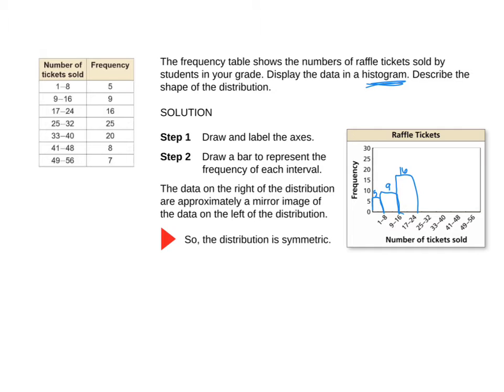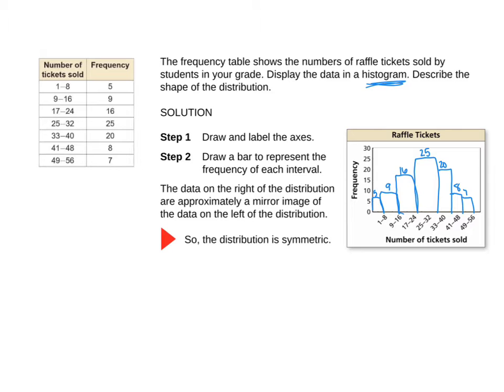And try and keep them as evenly fat as possible. Then for 25 to 32, there are 25. So that's going way up. Notice that they are just bumping right up next to each other, not social distancing. And then for the next category, 33 to 40, we're up to 20, so it should be higher than the 16, but lower than the 25. Then to 8, and then just a little bit lower to 7. So there's your basic histogram.